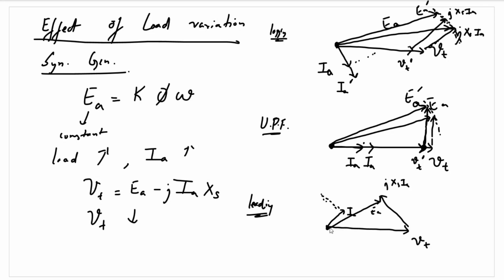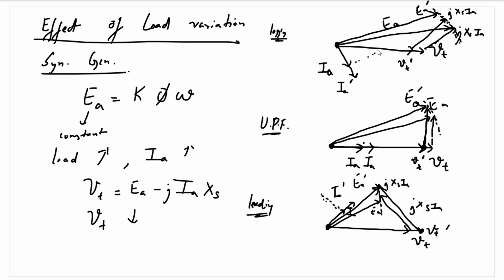That means EA will be somewhere at this point. Now using a semicircular path, now using a circle, now we are increasing IA. That means IA dash will be here now. Using a circular path, we can see that EA dash will be somewhere at this point now. If EA dash is at this point, that means J times I axis has to be somewhere at this point. That means this is the point from which J times I axis originates. That means VT dash is here.